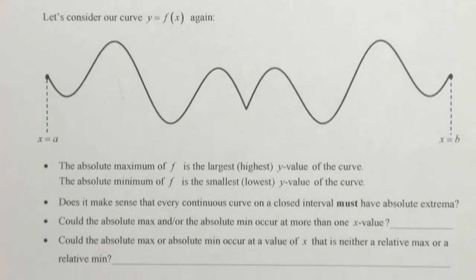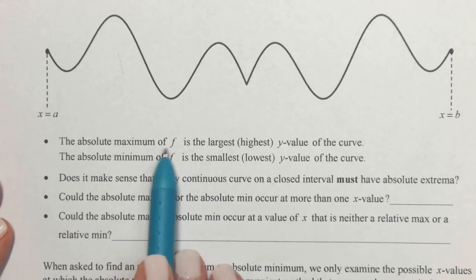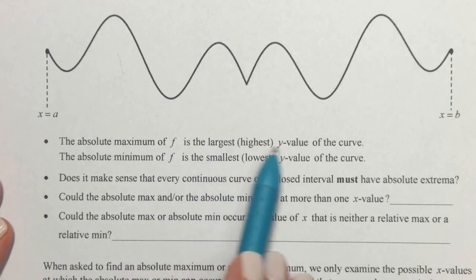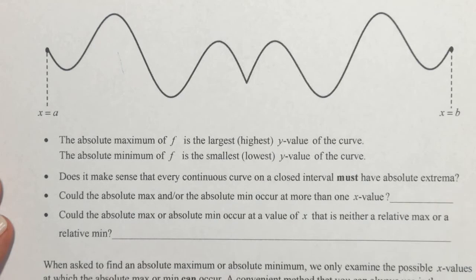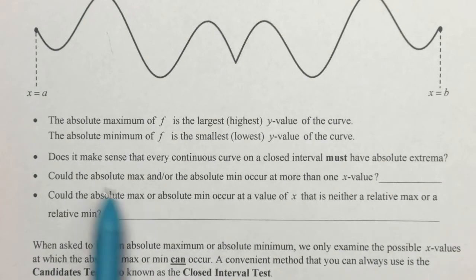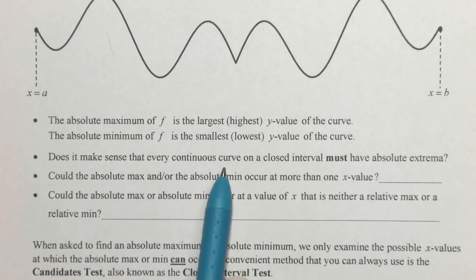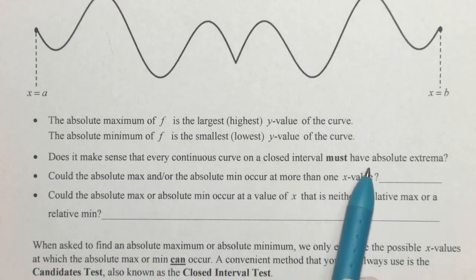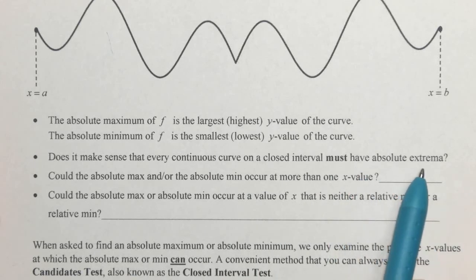All right. So the absolute maximum of f is the largest or highest y value of the curve. The absolute minimum value of f is the smallest, lowest y value of the curve. Okay, it does make sense that every continuous curve on a closed interval must have an absolute extreme, both an absolute max and an absolute min.